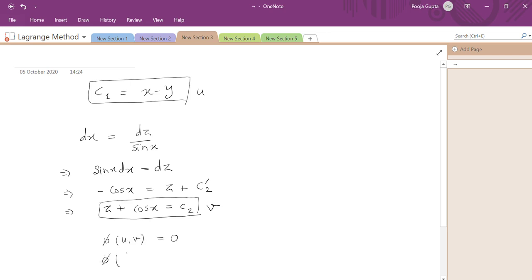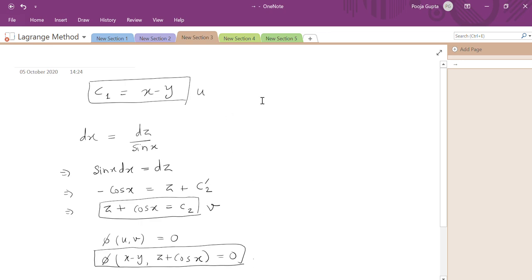So the general integral of the given PDE will be phi of u, v is equal to 0, that is phi of (x minus y, z plus cos x) is equal to 0. This will be our solution. Okay, so in this way we can solve any Lagrange linear equation using Lagrange method.